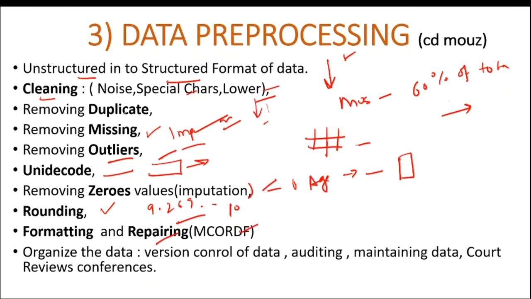We will repair the data, and during this process, we will maintain what we have done. We will do version control of data, auditing, daily auditing, maintaining data, and code review. Because to perform all these things, we have to hold conferences, we have to perform code reviews by taking suggestions from everyone. And when I was preparing for data science, I made a short term, CD MOUSE. Just to remember: cleaning, duplicate, missing values, outliers, unicode, zero values. So it's just a trick to remember the data processing main points.